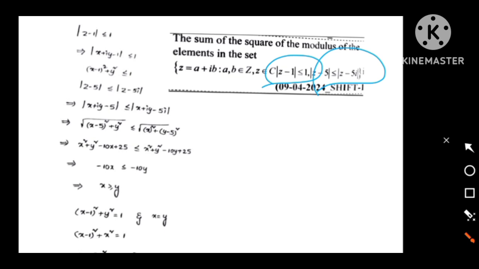And one more point: in the video before last, I posted the same type of question with this type of condition. Check that video also. I posted a Mains question with a similar condition. Those who solved that problem can easily solve this question. Those who prepared that problem will solve this problem very easily. Okay, understand all of you this question.